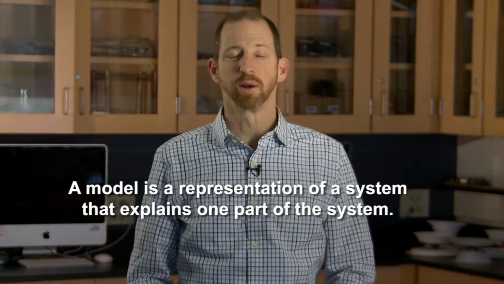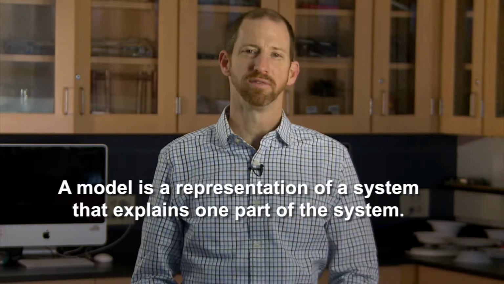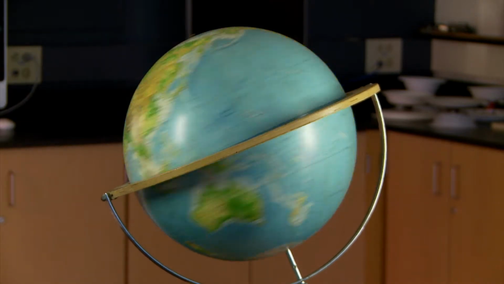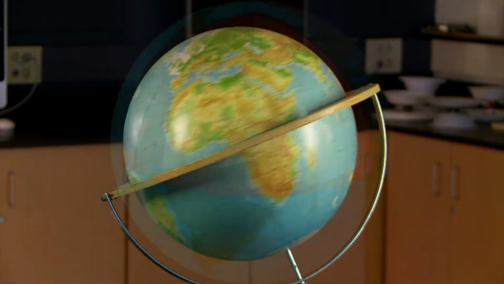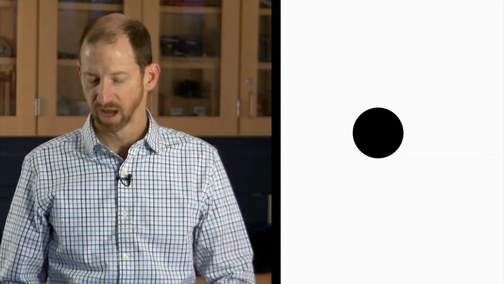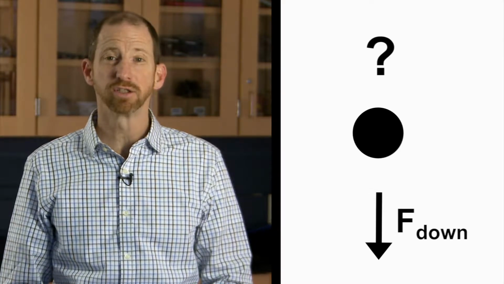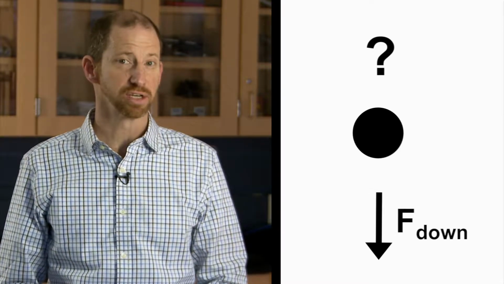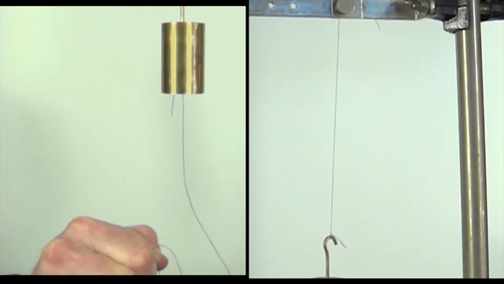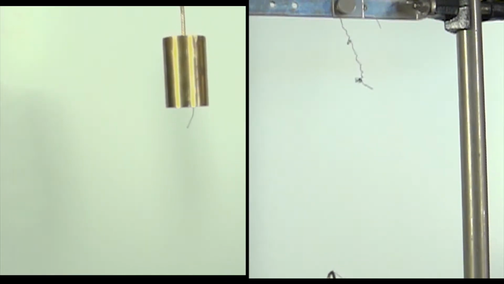A model is a representation of a system that explains just one part of that system. For example, a globe is a model of the surface of Earth, but it tells us nothing about the interior of the planet. Our force diagrams serve as models for the magnitude of the forces and the direction of the forces in each scenario. See if you can form a hypothesis that will explain what caused the threads to break.